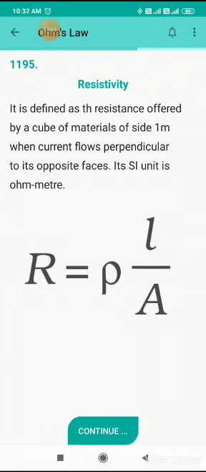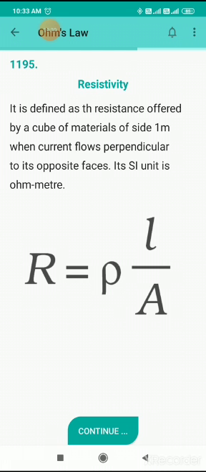Now a very new thing, resistivity. How can we derive it? Resistance is directly proportional to length, and resistance is inversely proportional to area. After combining both, we get R proportional to L upon A. After removing the proportional sign, we get a special symbol called rho, and that rho is called resistivity. So R equals rho L upon A, and rearranging, rho equals RA upon L.